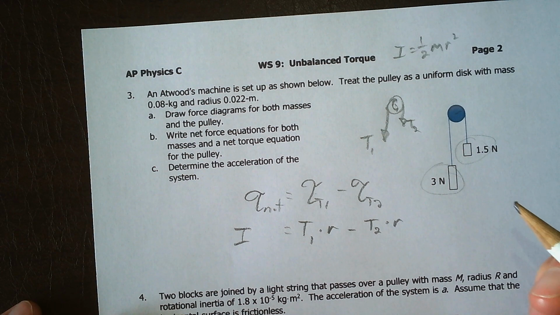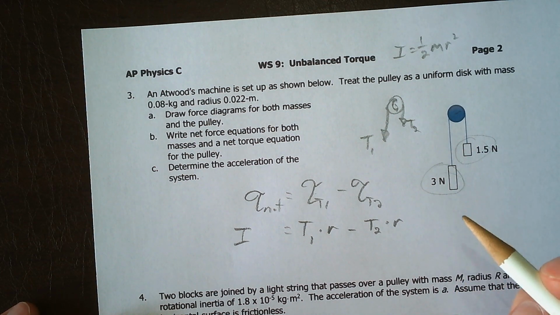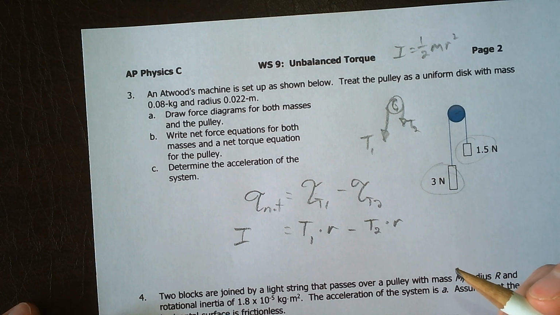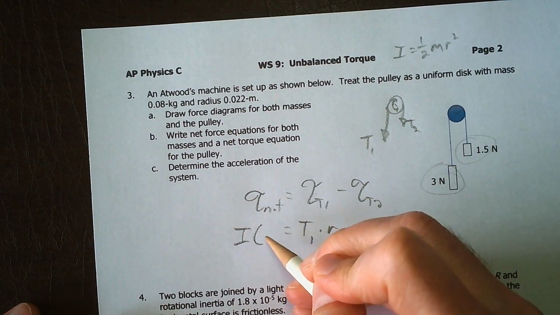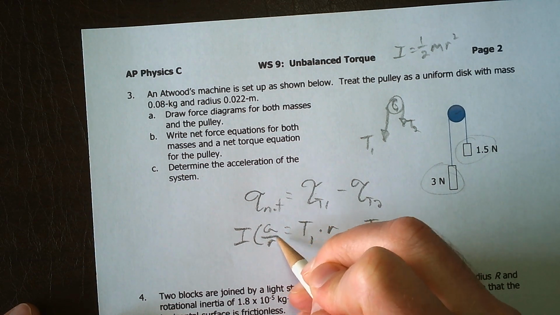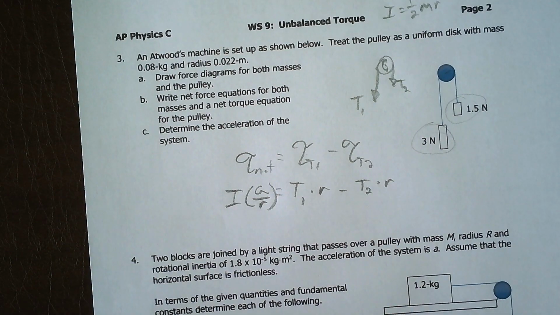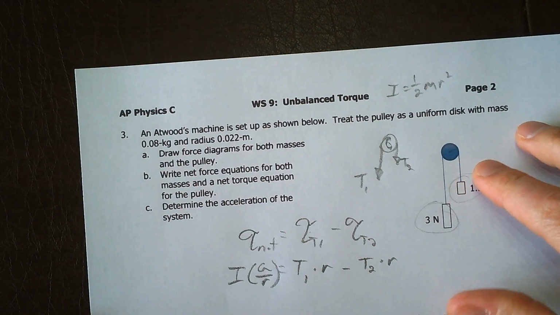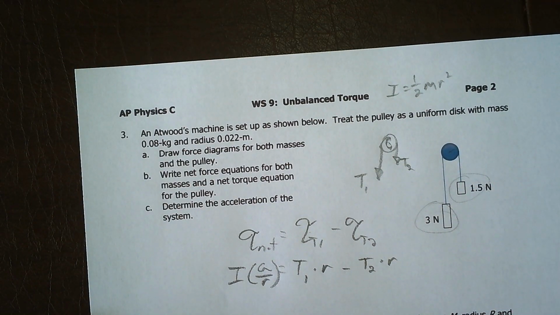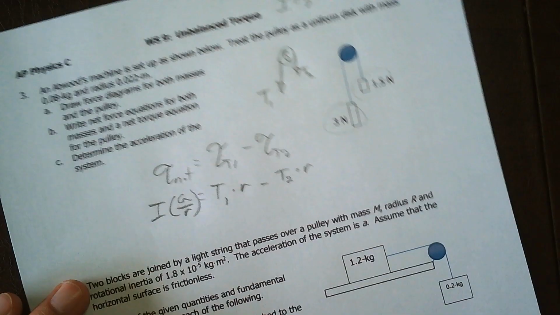And alpha would be related to the linear acceleration. If you take the linear acceleration divided by r, that would give you alpha. So I'm just going to put A over r. So now you should have 3 equations, 3 unknowns, where you have acceleration, T1, T2, and you should be able to go ahead and find the acceleration now.